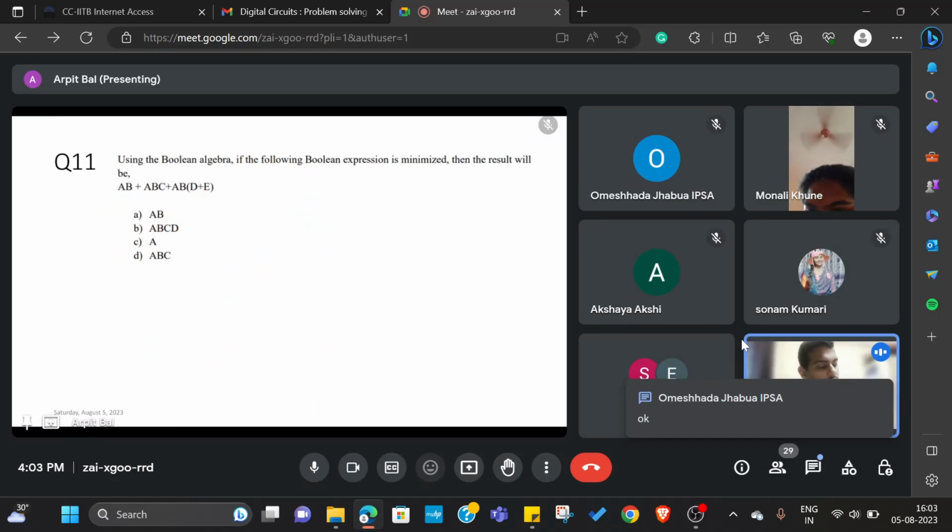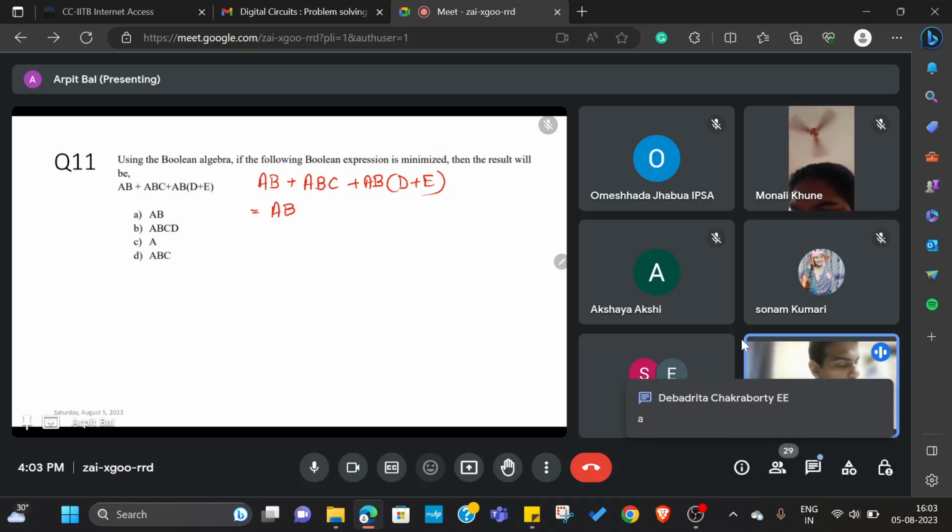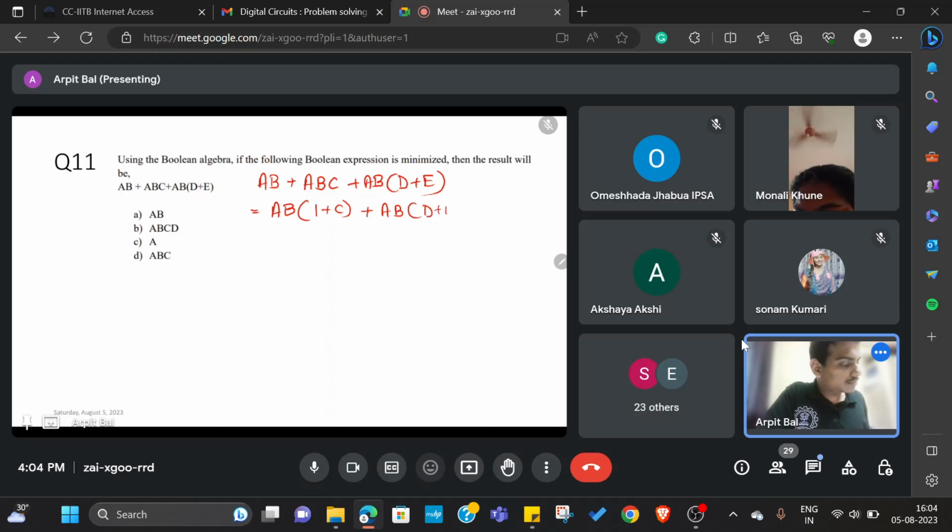So the next question is a small problem on Boolean algebra, and we need to minimize this particular equation. Let us write this equation: AB plus ABC plus AB into D plus E. What we can do is start by combining the terms. 1 plus any variable is going to be 1.